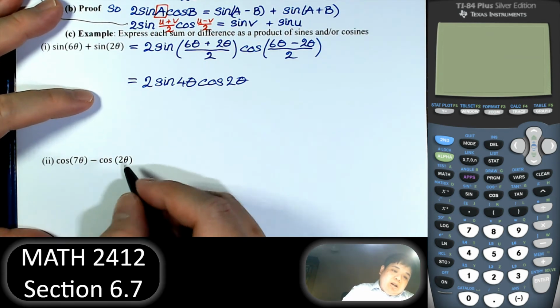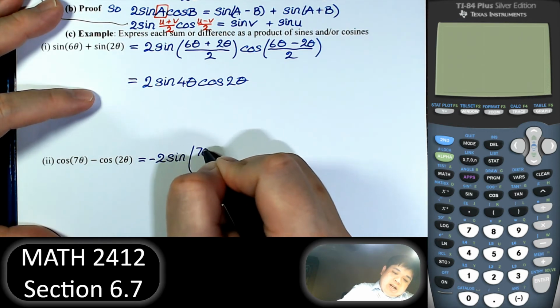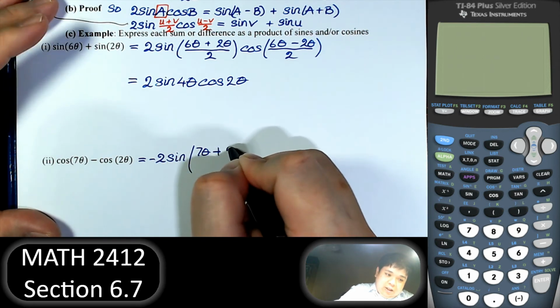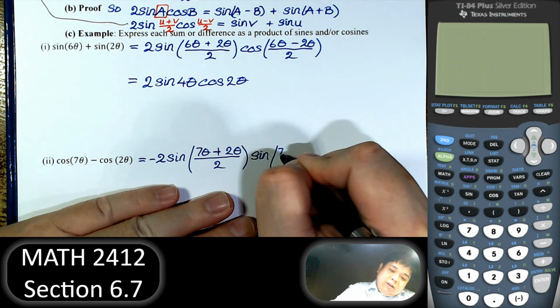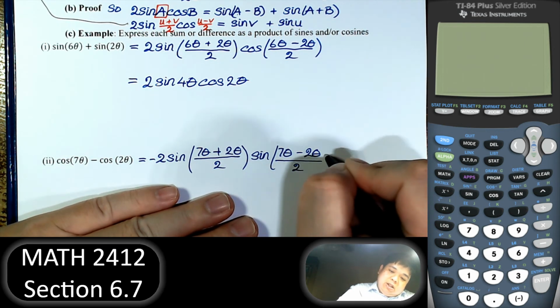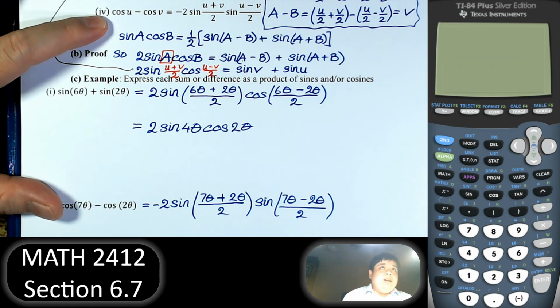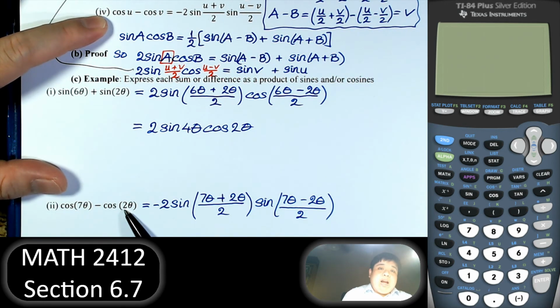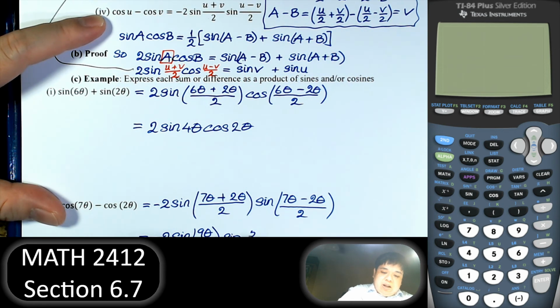Next we have cosine minus cosine, which will be minus 2 sine of 7 theta plus 2 theta divided by 2, and sine of 7 theta minus 2 theta divided by 2. So negative 2 sine of the sum of the angles divided by 2, times sine of the difference of the two angles divided by 2. So we have negative 2 sine of 9 theta divided by 2, and then sine that gives us 5 theta over 2.